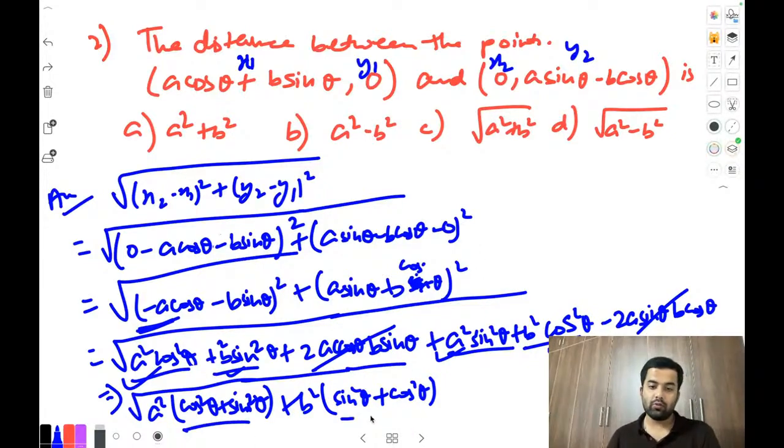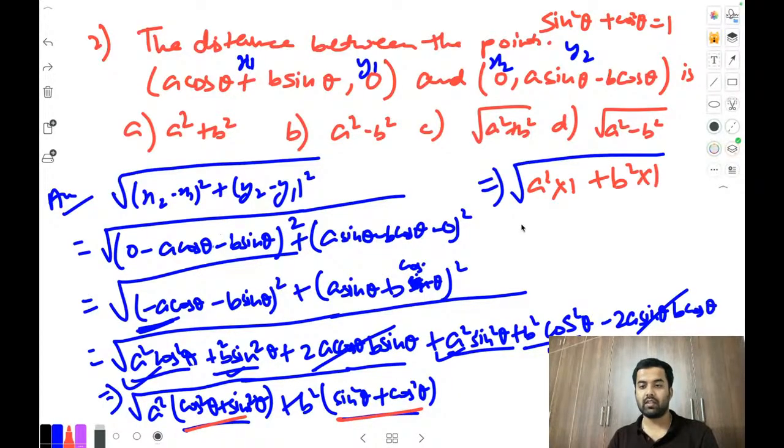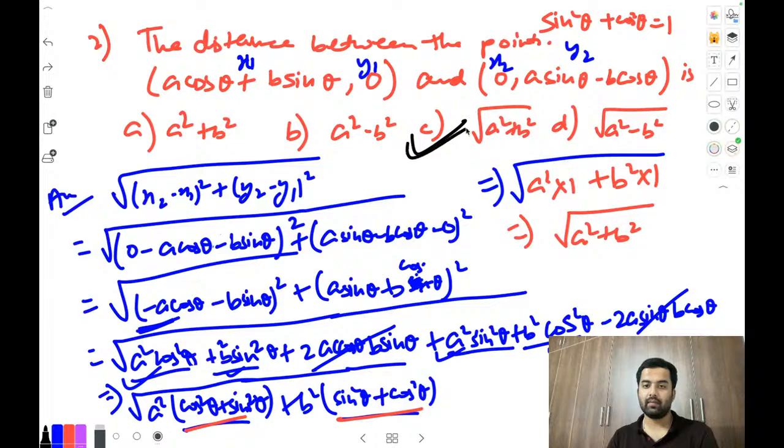As we know, these two parts, meaning what? As you know, let me write here, sin square theta plus cos square theta value is what? 1 only. So this and this become 1. So a square into 1 plus b square into 1. This will come. And final answer, a square plus b square. So the option is C option.